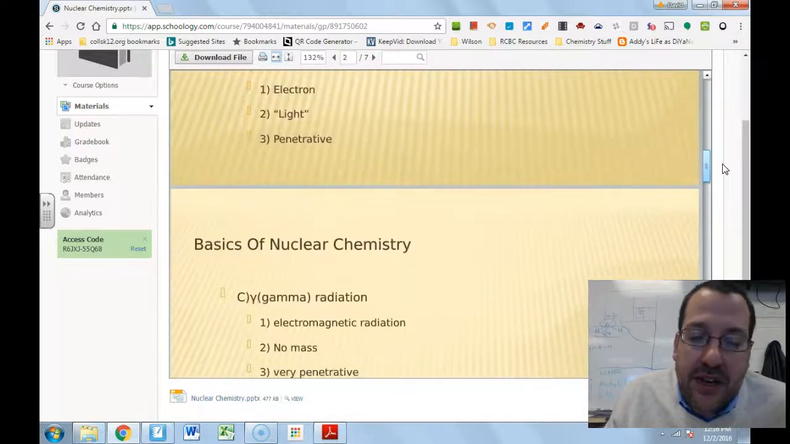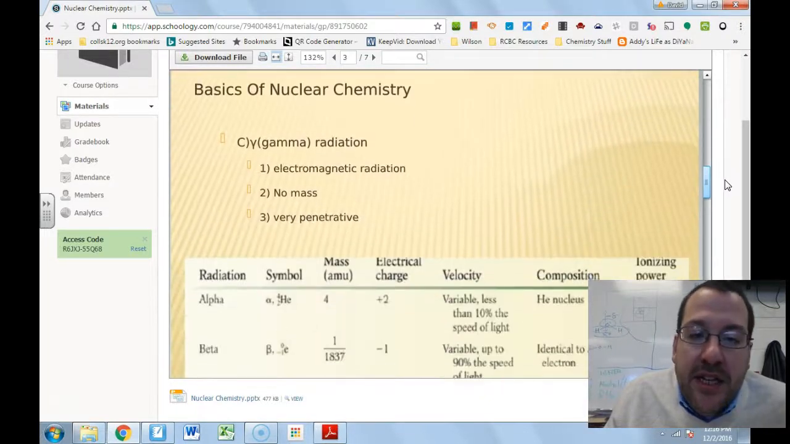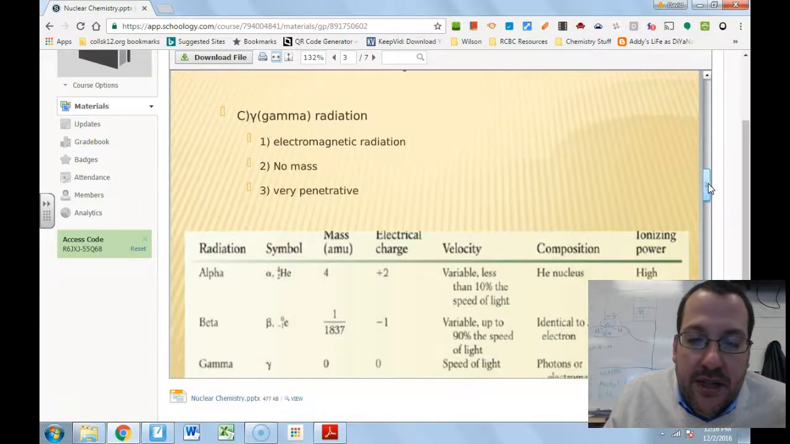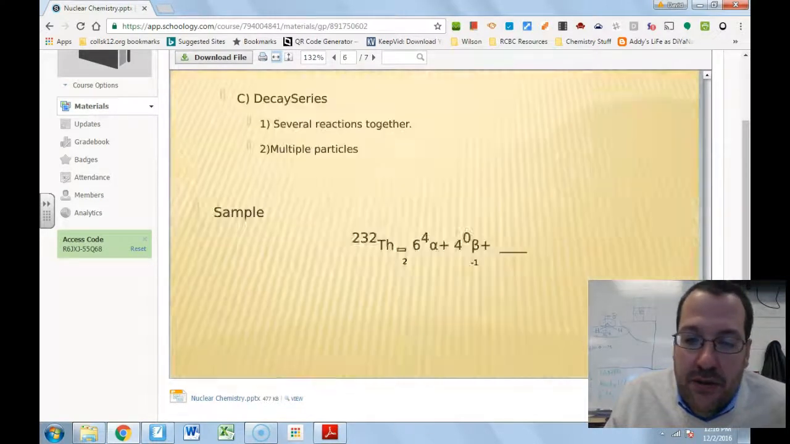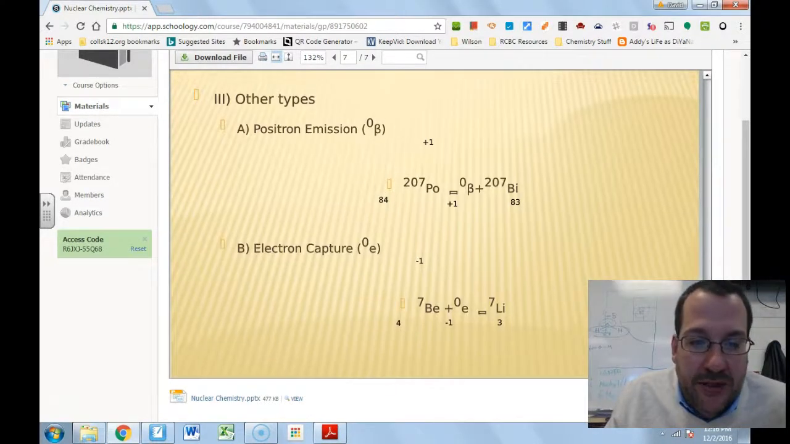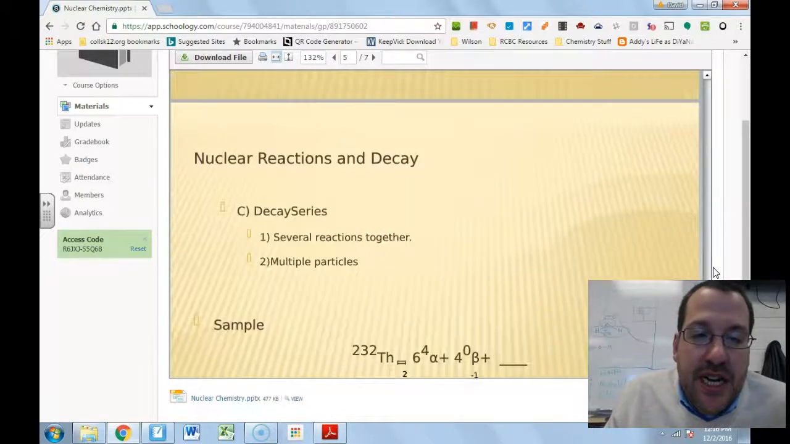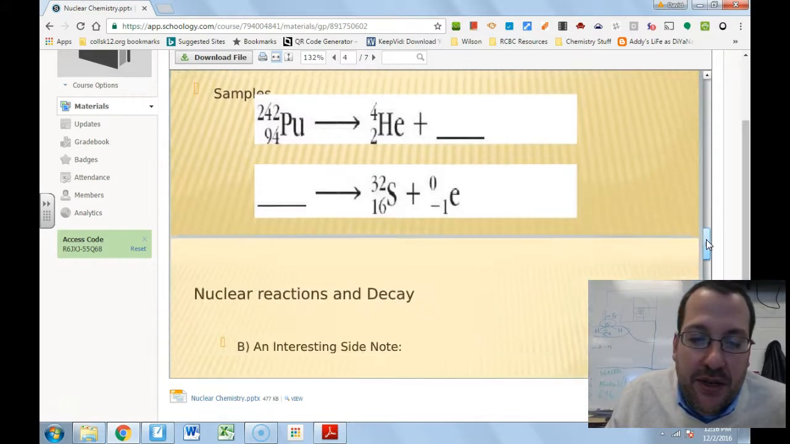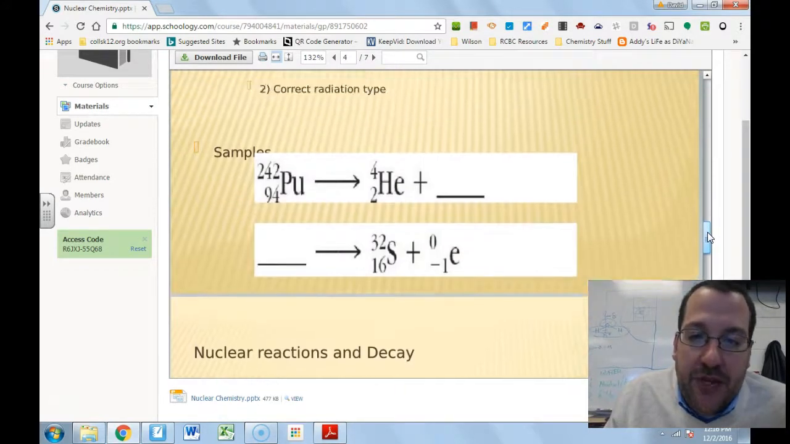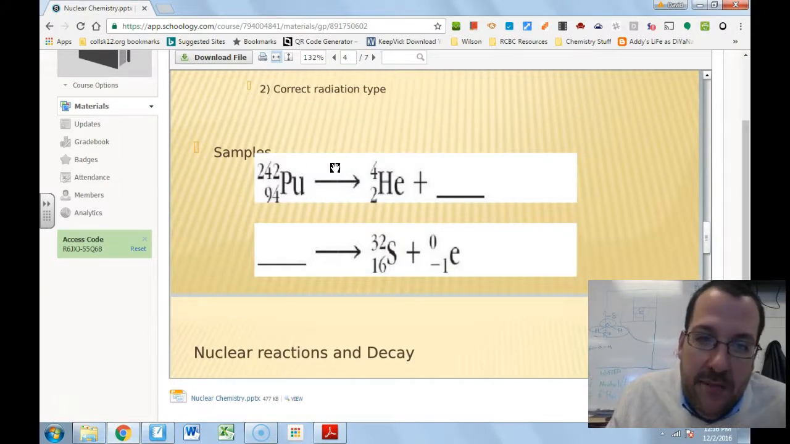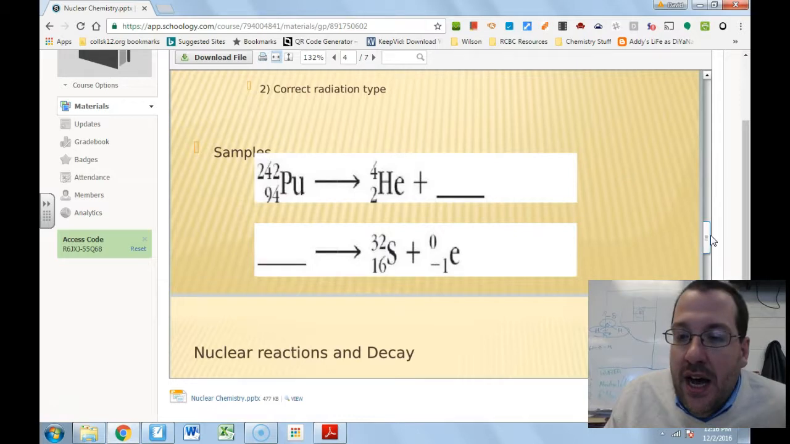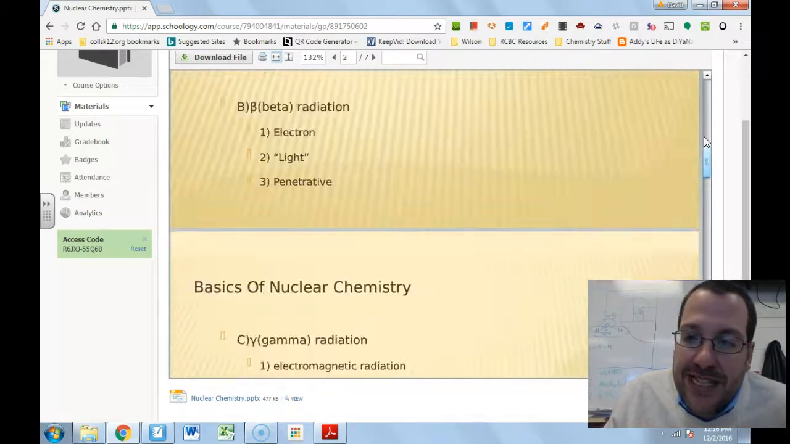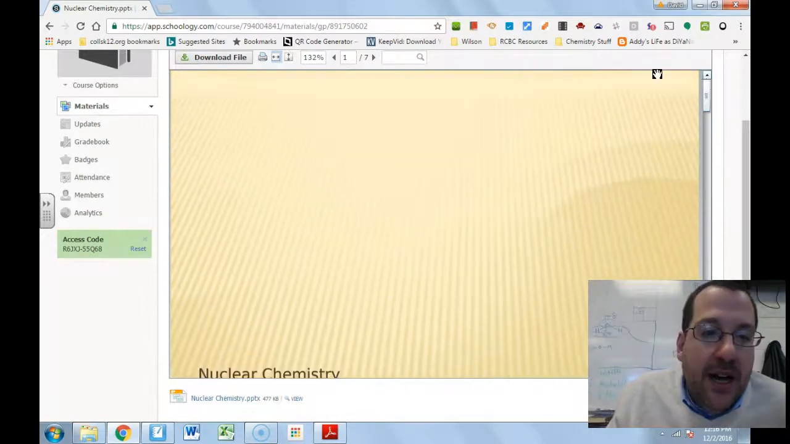You're going to need to know alpha, beta, gamma, and you're going to need to know the other 2, which are on the bottom here: positron emission and electron capture. And you're going to have to be able to balance these reactions. We spent a lot of time in class balancing the reactions and knowing what's going on, and making sure that the atomic number here on the bottom and the mass number here add up. So that's where you're going to pick up now.